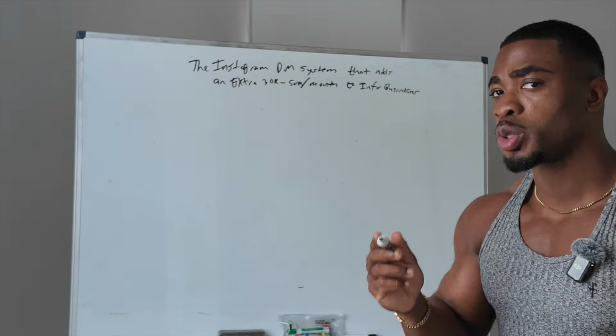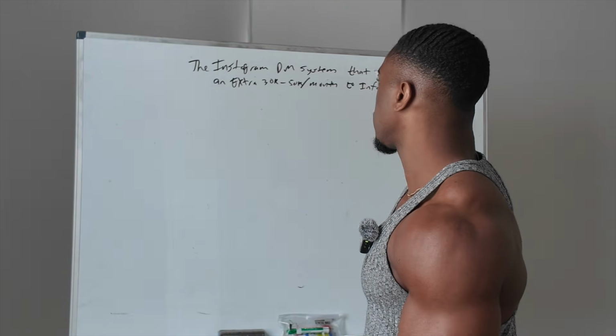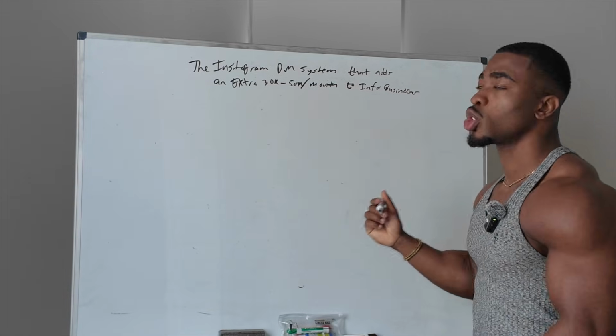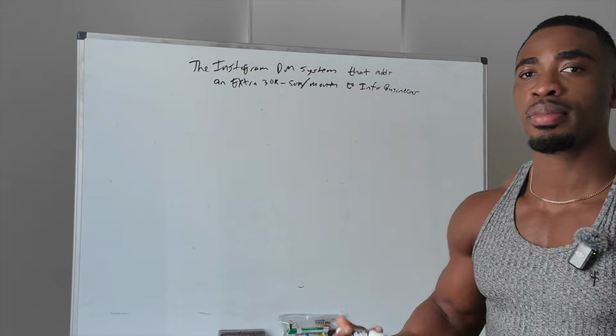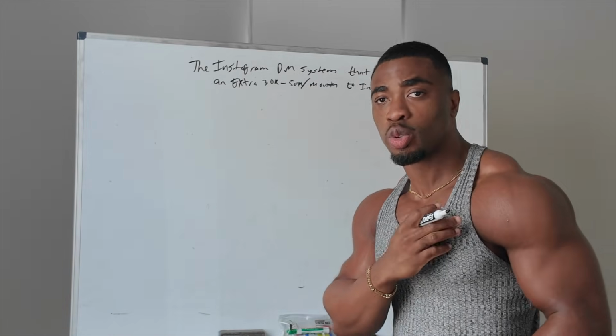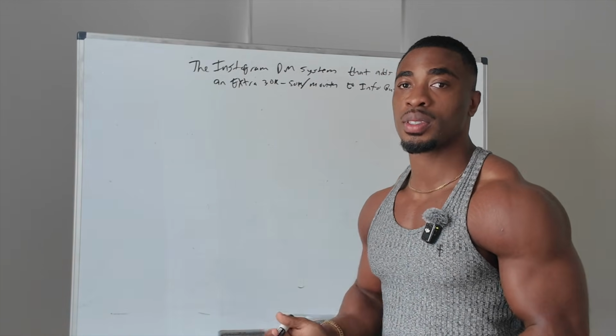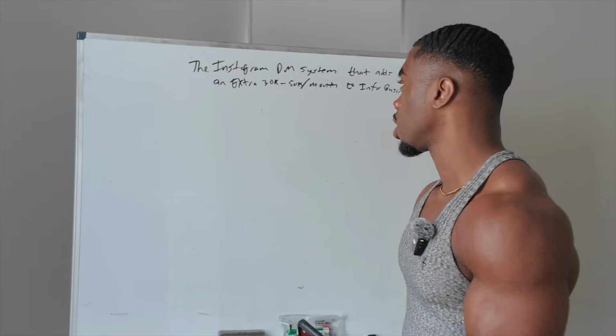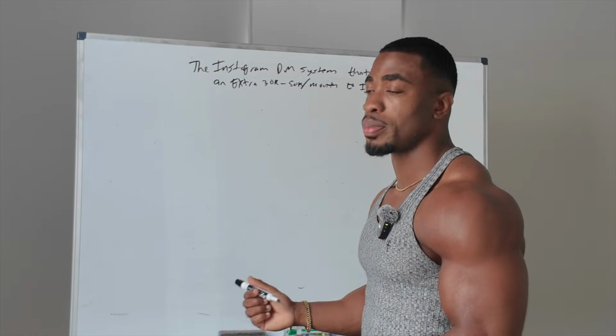And today, guys, I'm going to share with you the Instagram DM system that adds an extra 30 to 50K a month to info businesses. If you're an information business, meaning that you give people information and they pay you for it, this DM system is something that's been working tremendous for us. I'm going to just give it to you right here. I got my notes, so you can just copy it into your business.